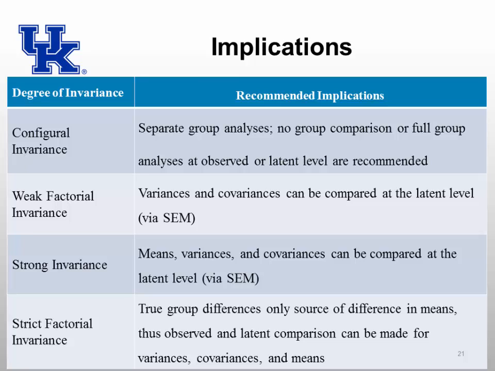And lastly, if we get strict factorial invariance, we know at this level that the group differences that we see in scores actually reflect our latent variable. We can compare means observed and variances, covariances, and means for our two groups.